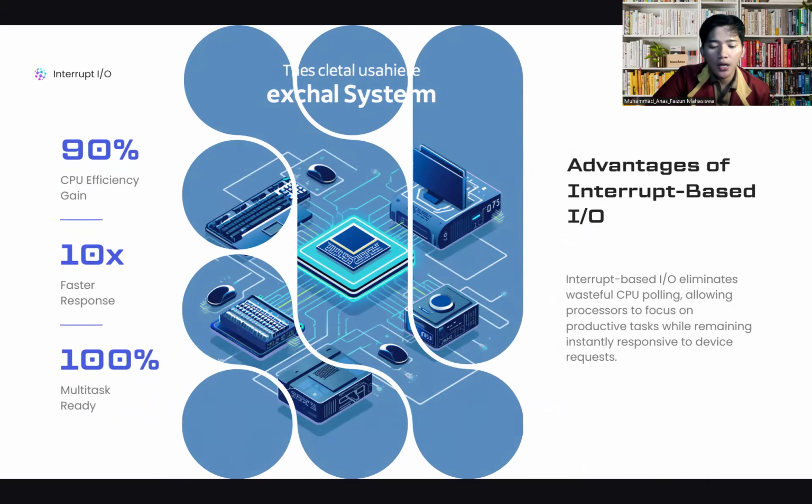Interrupts also improve multitasking. For instance, while running a background process, the CPU can still respond to high-priority interrupts like user input or a finished print job. Now, let's explore how this concept is implemented in real systems, like modern operating systems.